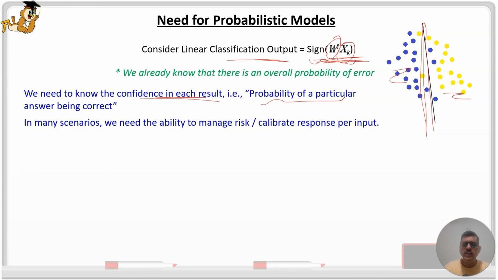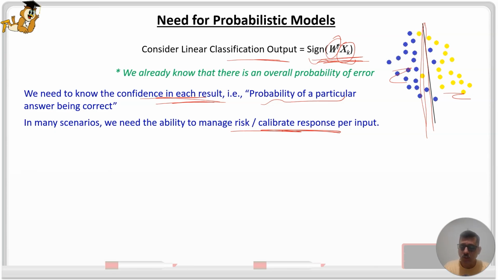In many scenarios, we need the ability to manage risk or calibrate our response per input. I'll get into this in detail, but let us see what I mean by confidence in each result. So suppose you said that the overall accuracy of your classifier was 70%. So 70% of, let's say, your validation set, it classified correctly, 30% it made mistakes. And if you were given a random input, you would say the probability of your classifier giving the right answer would be 70%. That's on a random input.